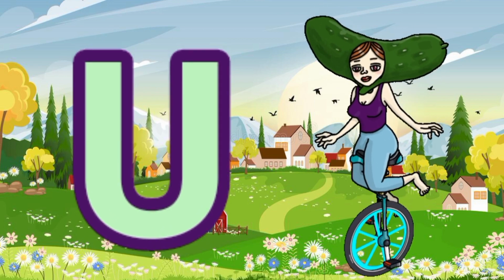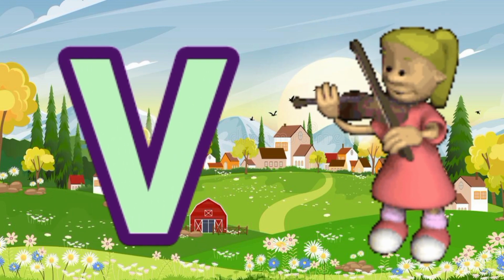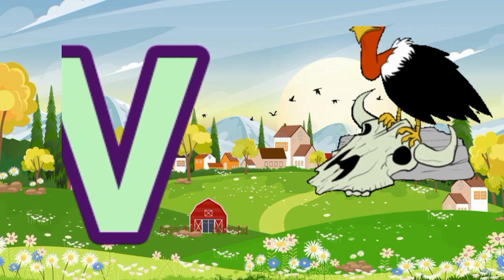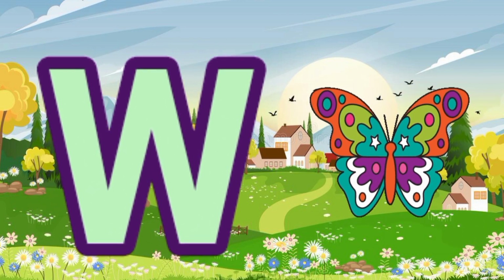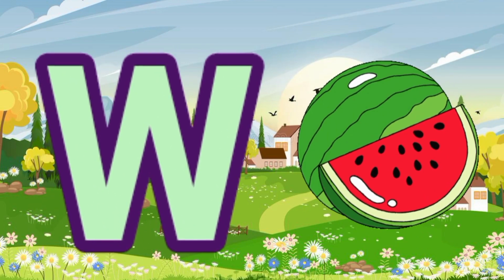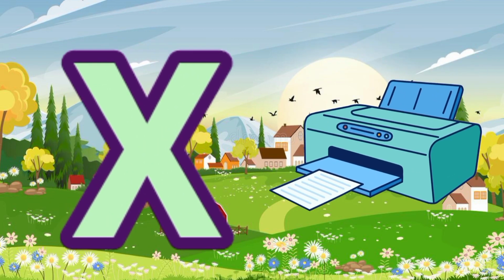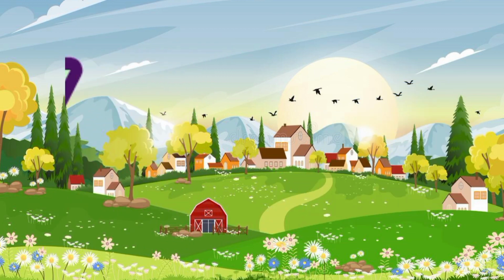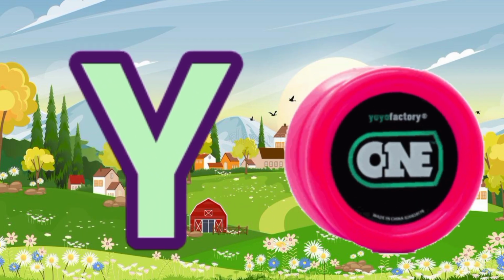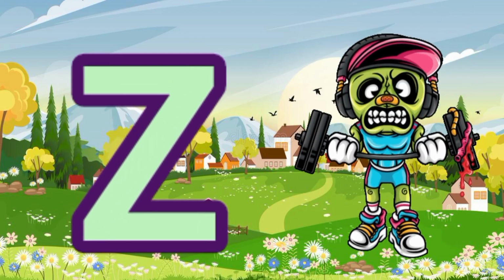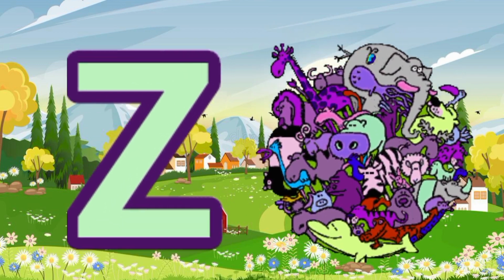U for unicycle. U for unicorn. V for violin. V for vulture. W for wings. W for watermelon. X for X-ray. X for giraffe. Y for yarn. Y for yo-yo. Z for zombie. Z for zoom.